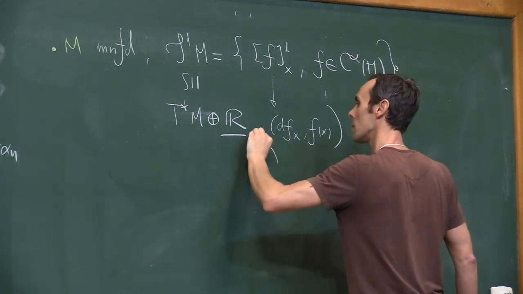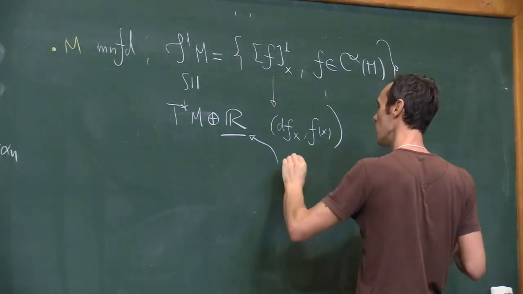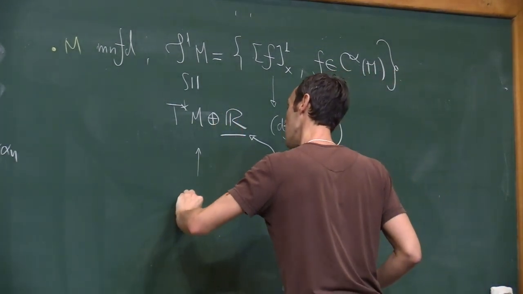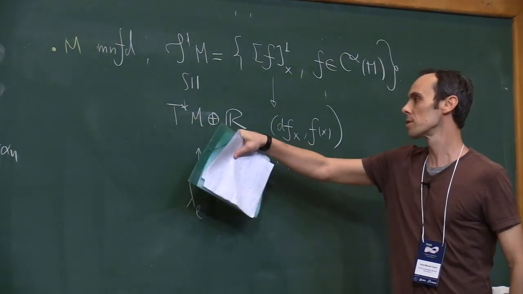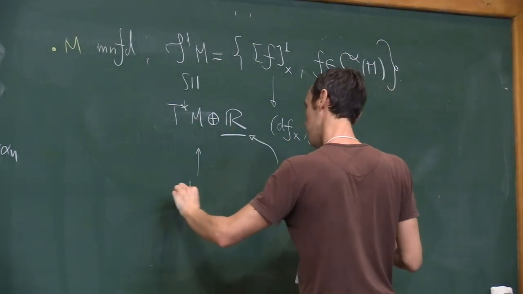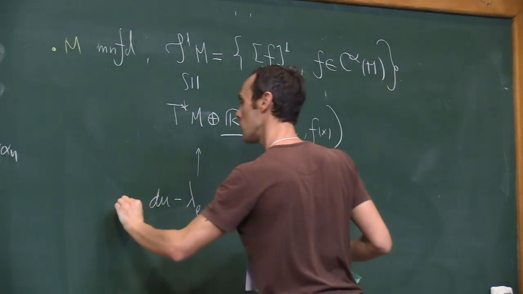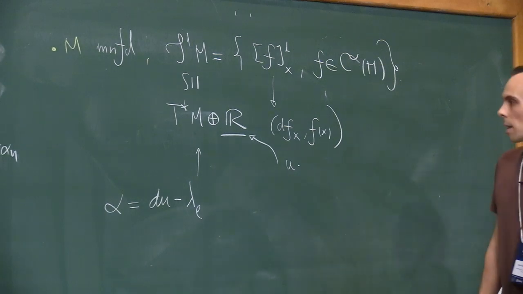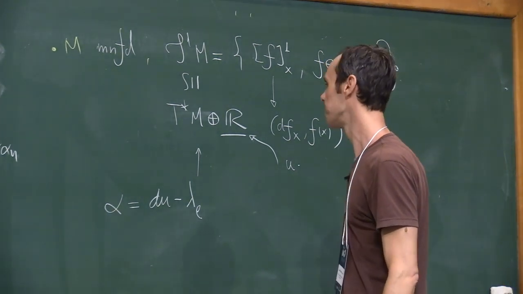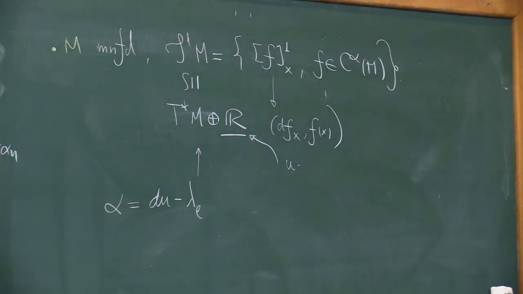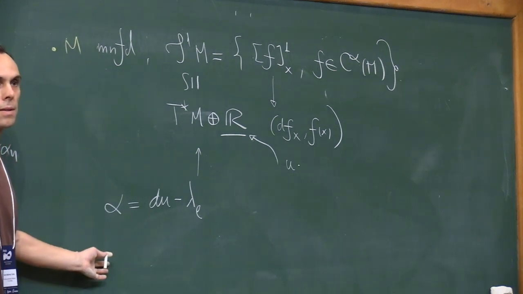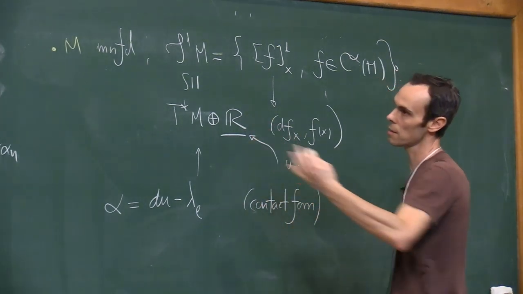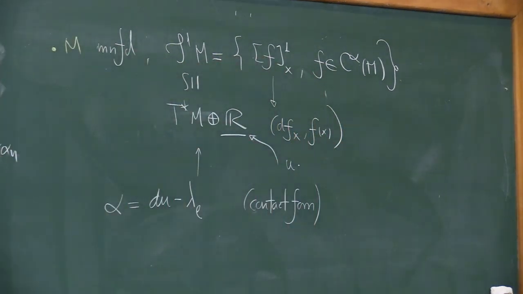So let me call this coordinate here the coordinate u. And of course, in the cotangent bundle, we have the Liouville one form. So what I can do here is write the following one form. I can write the pullback of the Liouville one form to this direct sum, to this product manifold, and then use this coordinate to cook this one form. So alpha is du minus the pullback of the Liouville one form. And so this is again alpha canonical in local coordinates, right? So this is a contact form. So this is another example of a contact manifold which is canonically attached to any manifold.